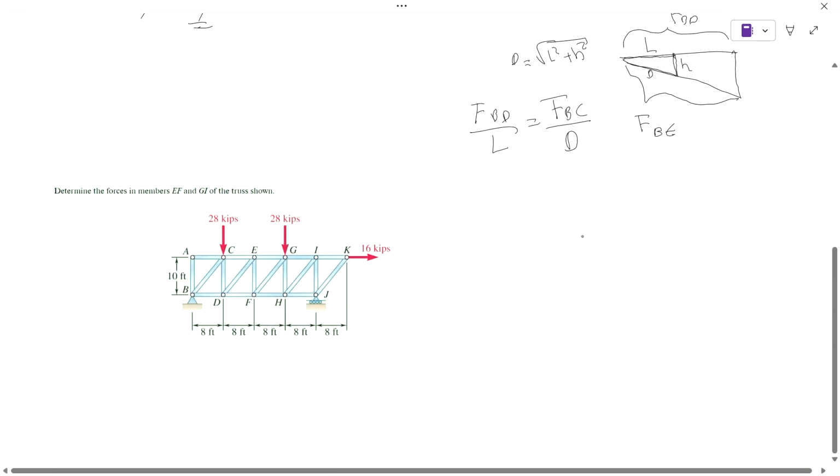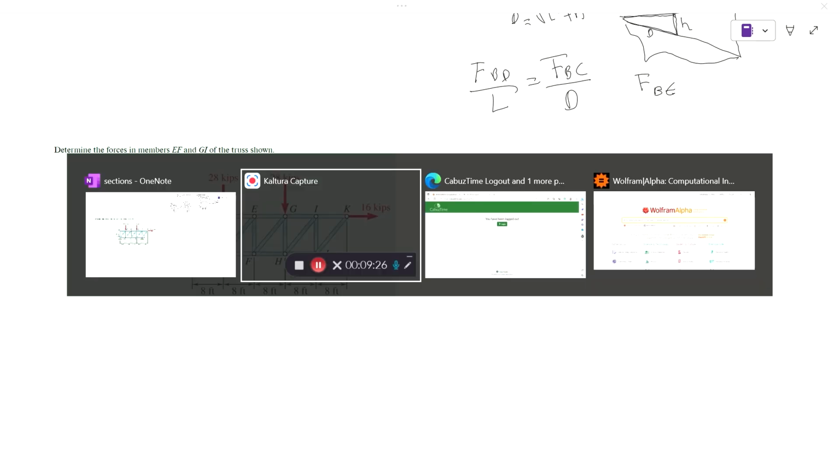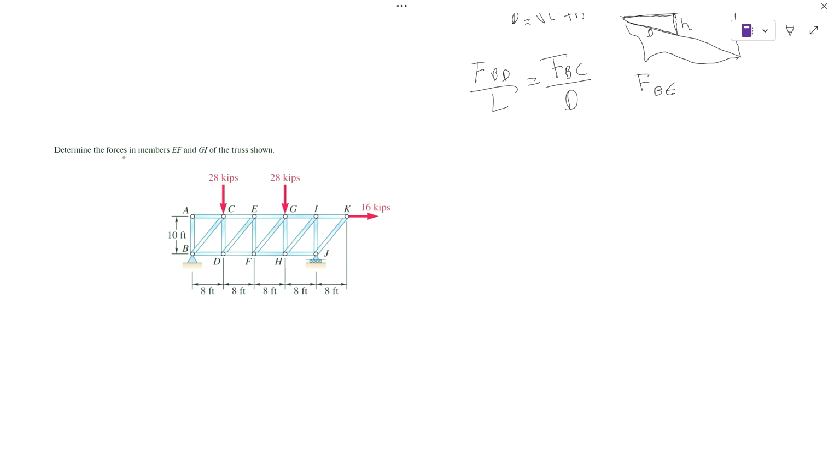Okay, so with that, let's take a look at an example. The example is telling us that we need to determine the forces through EF and GI. So EF is this, and GI is that. And of course, the same thing we do here applies for any other member. All right, so the first step, again, is to find the reactions from the external forces.